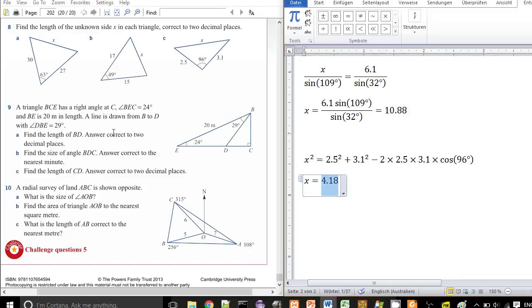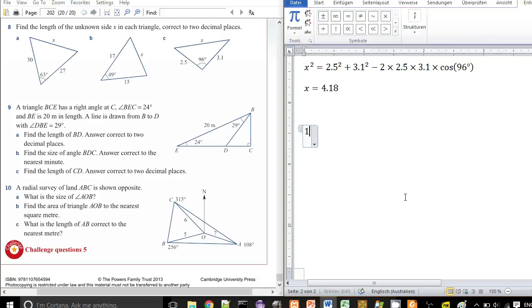Alright, last ones. Let's do these two because they look important. So this is a right angle. We've got that angle, we've got that length, we've got that angle. Find the length of BD. I'm thinking of this triangle. I'm thinking the sine rule. This side is opposite this angle, and this side is opposite this angle. But we can get this angle from these two. So first thing we're going to do, 180 take away 24 and 29, which makes 53.